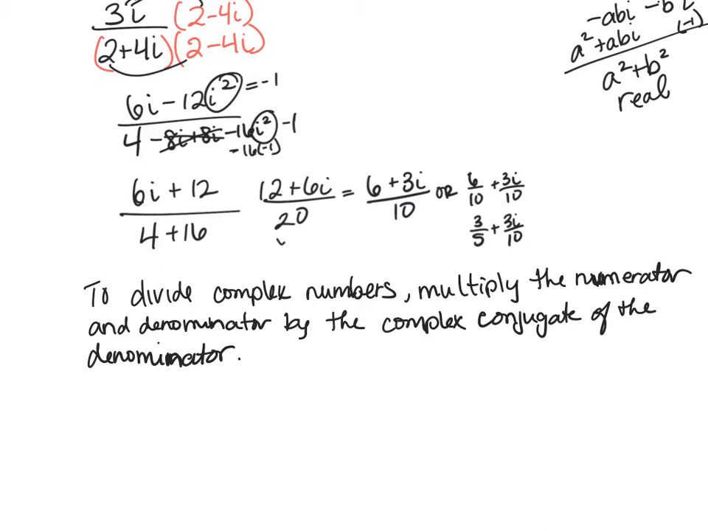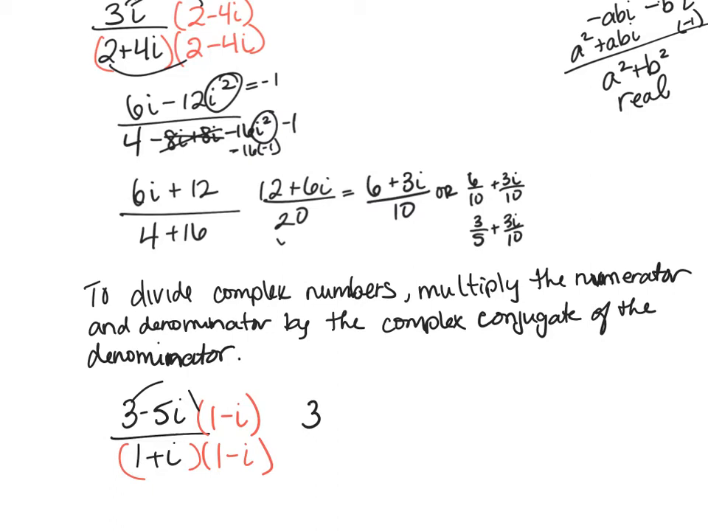So here's another example. 3 minus 5i divided by 1 plus i. So my complex conjugate of the denominator is 1 minus i. We changed the sign on the imaginary term only. Okay, so 1 minus i. And then we multiply it out. 3 times 1 is 3. 3 times negative i is negative 3i. Negative 5i times 1 is negative 5i. And negative 5i times negative i is plus 5i squared.